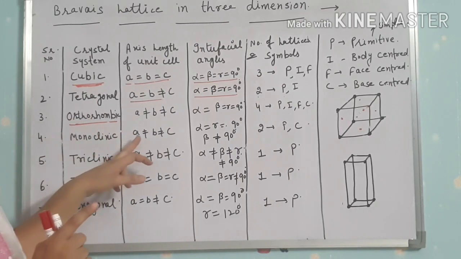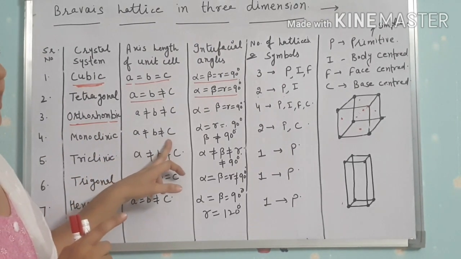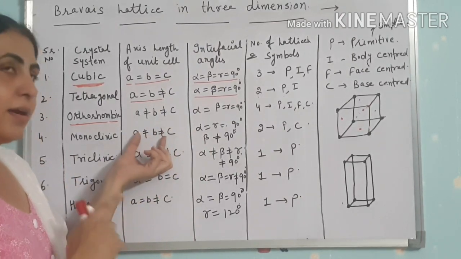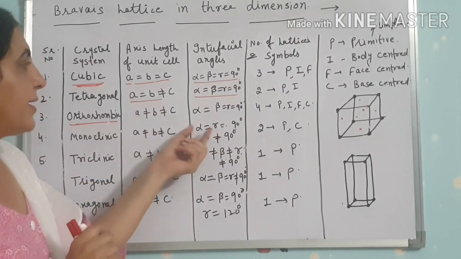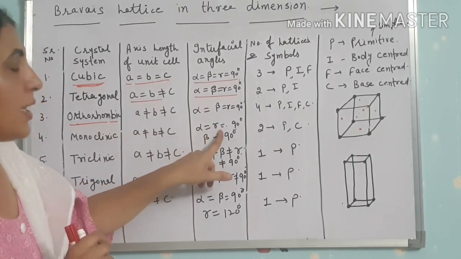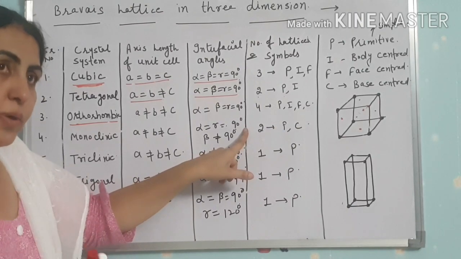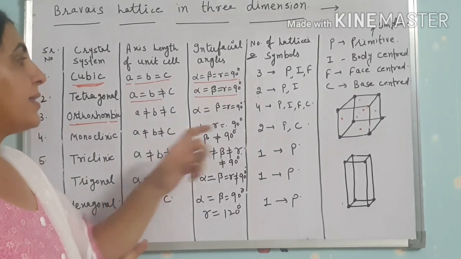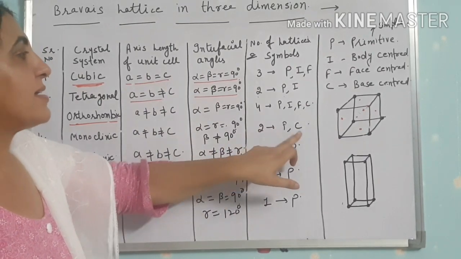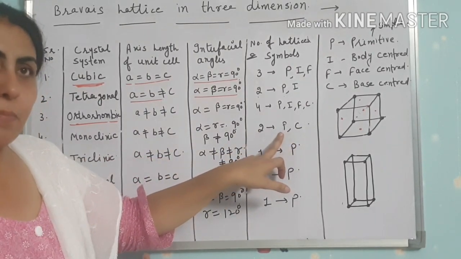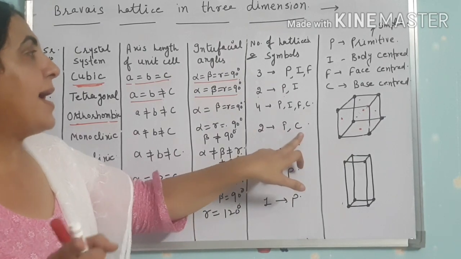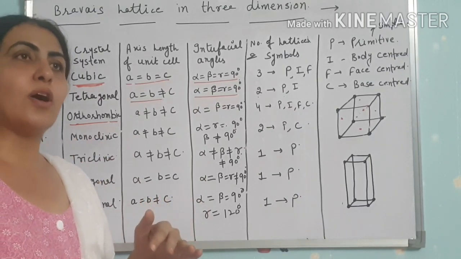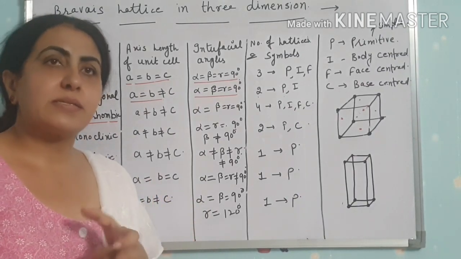In monoclinic, A is not equal to B is not equal to C, axis lengths. Clear? All 3 are not equal. And 2 interfacial angles are equal to 90 degree, but the third angle is not equal to 90 degree in this case. Then there are two types of lattices, P and C. P means primitive, that is simple, atoms are only at the corners, and C stands for base centered, atoms at the corners and along with corners also at the bases.